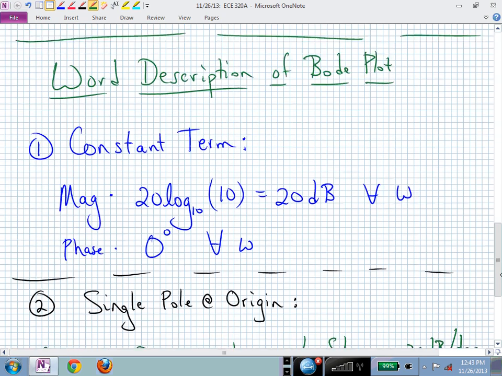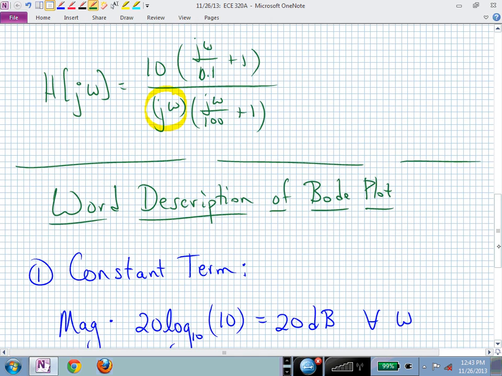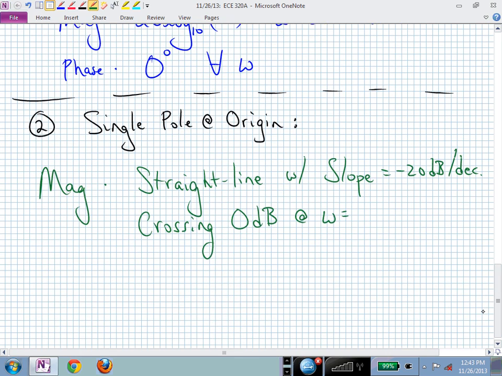So 0 dB corresponds to a gain of 1. The magnitude of j omega, we can forget the j, it has a value of 1. So now we're looking at the magnitude of omega. We want to know when is that equal to 1, at what frequency? Well, it's at 1 radian per second. So this is going to go through 0 dB right there at 1 radian per second.